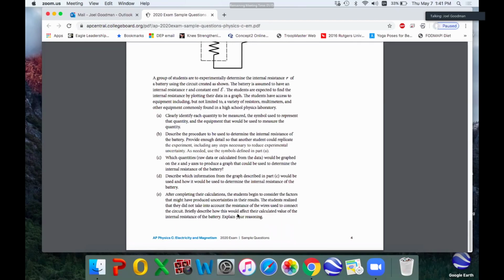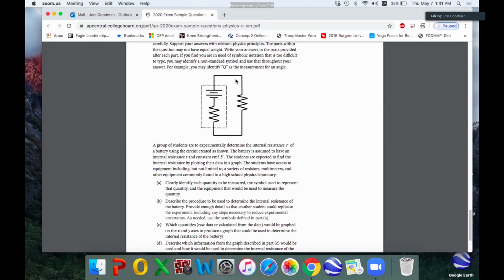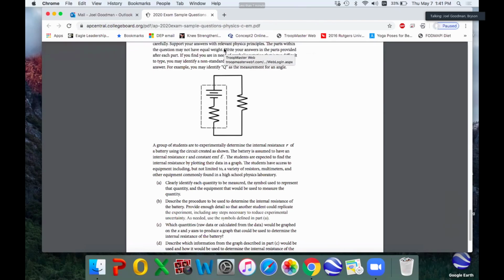Okay, the last part is they're talking about error. And they realize that, oh boy, we forgot to include the resistance of the wires. If you forget to include the resistance of the wires, what would that do to your load resistor, as they call it? Which one's the load resistor? The big one. They call that the load resistor or the external resistor. You thought you had 10 ohms because that's what you plugged in. But actually, you probably had 11 ohms because the wires have resistance and you're ignoring that.